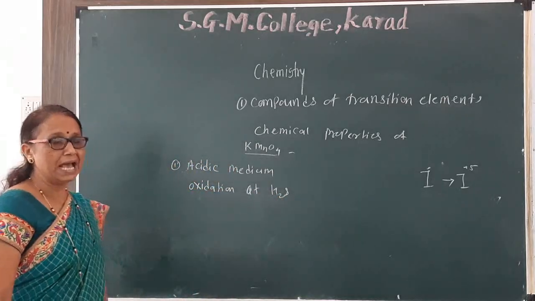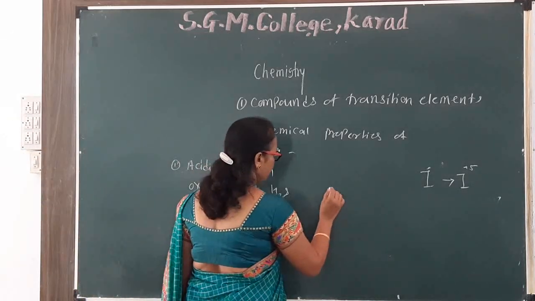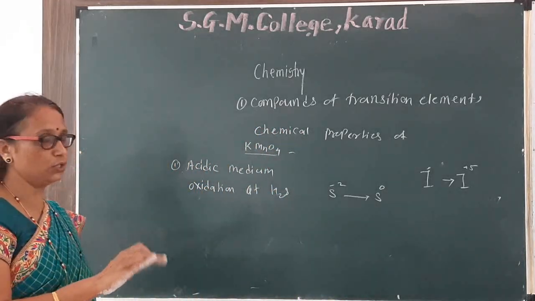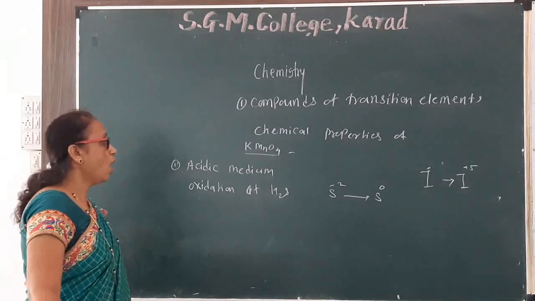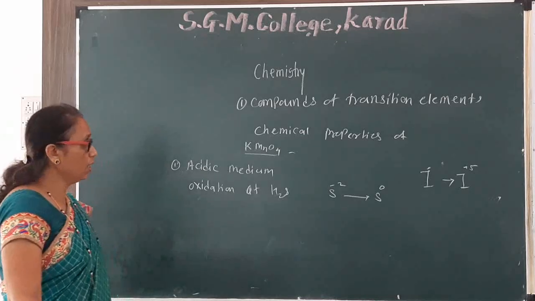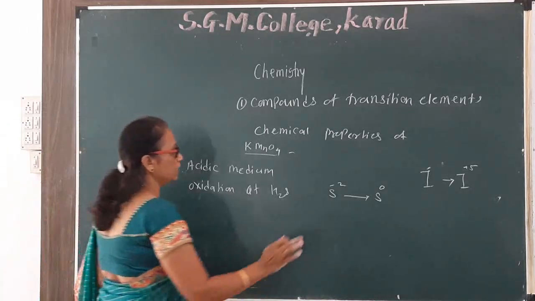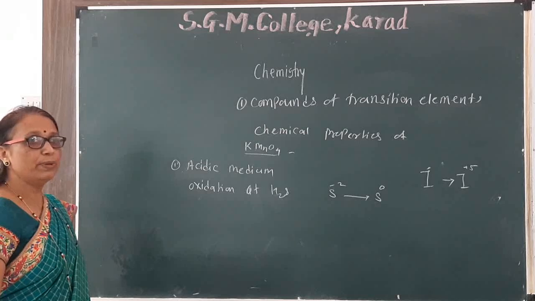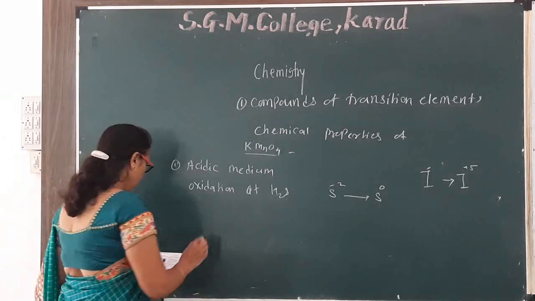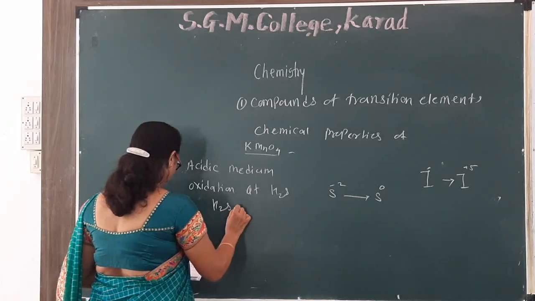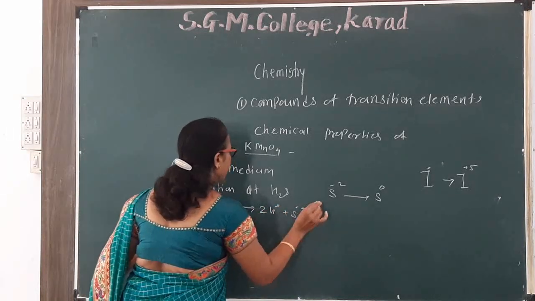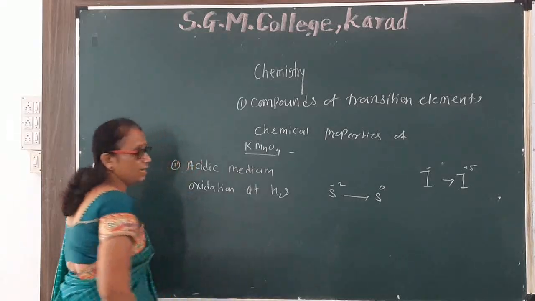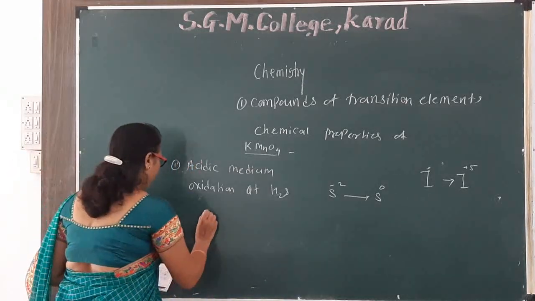Here in H2S in acidic medium, the oxidation state changes from S-2 to S0. Oxidation increases from -2 to 0. S gets oxidized and manganese gets reduced, as the permanganate ion oxidizes S-2 to S0, and hence here also KMnO4 or permanganate ions act as an oxidizing agent. The reaction: H2S dissociates as 2 H+ and S2- ions.